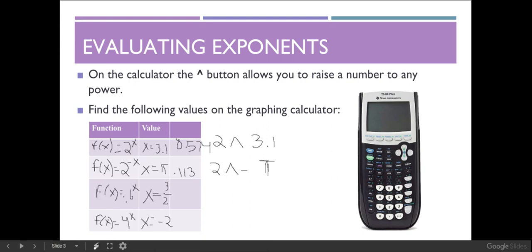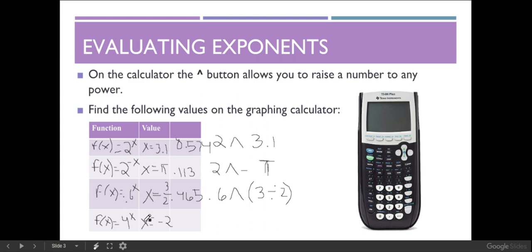Here I have 2 more examples. We have f of x equals 0.6 to the x, where x equals 3 over 2. For this one, we plug in the base first, 0.6. We do the little caret key, and then you want to put in parentheses the 3 divided by 2. If you don't include the exponent in parentheses on some of the calculators, it will only do 0.6 to the third and then divide your whole answer by 2. So parentheses is key to make sure that 3 over 2 is your entire exponent. When you plug that in, you get 4.465.